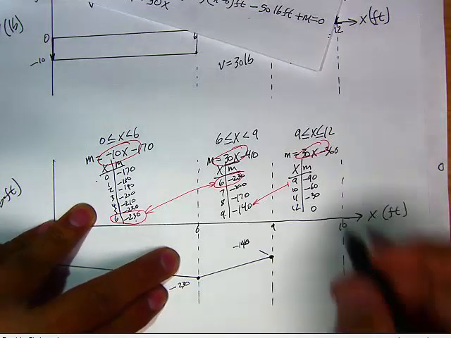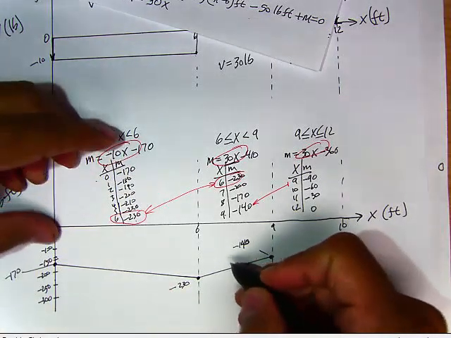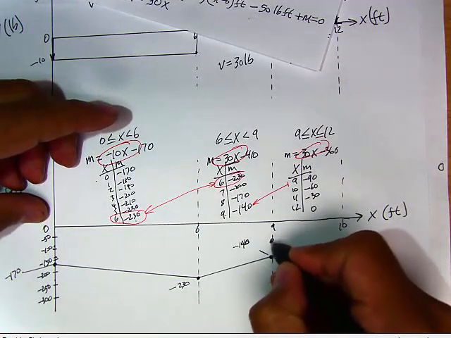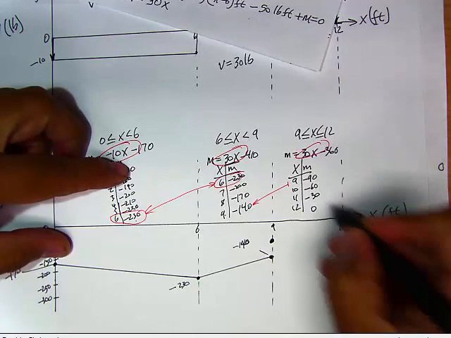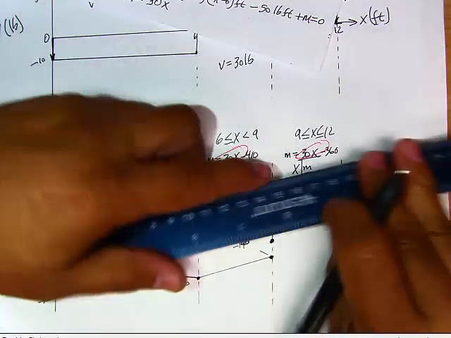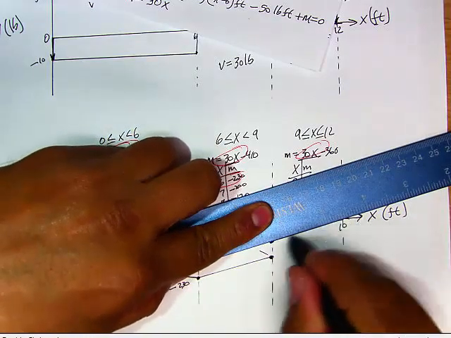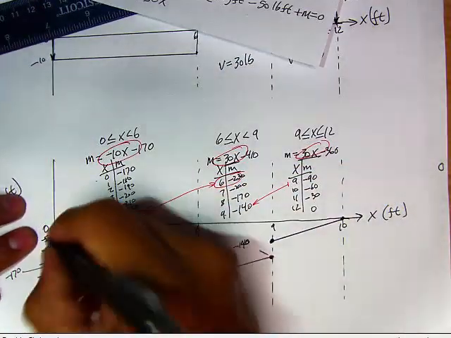All right. Now this one begins at negative 90, which is actually right around here. Negative 90. And it goes all the way to 0. It also has the same slope of 30. So we start at 0.